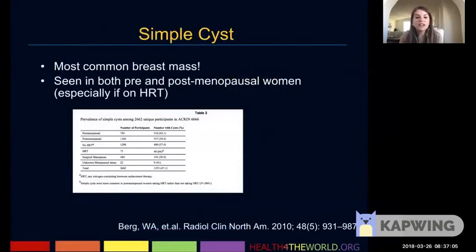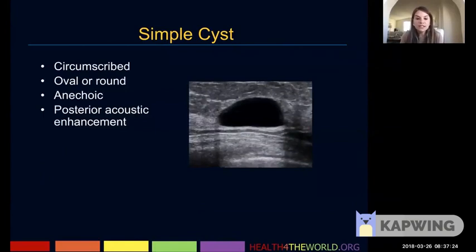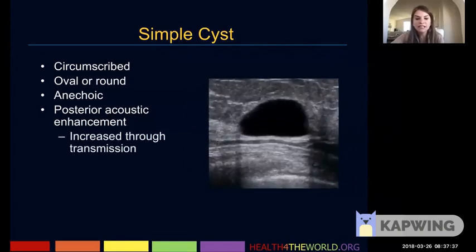So let's start by talking about simple cysts. These are by far and away the most common breast mass. We see them both in pre- and postmenopausal women, especially postmenopausal women if they're on hormone replacement therapy. We see them more commonly in premenopausal patients. So just something to be very aware of and very familiar with. Simple cysts, of course, are a benign lesion. These should be circumscribed, oval or round, anechoic with posterior acoustic enhancement, as we see here.